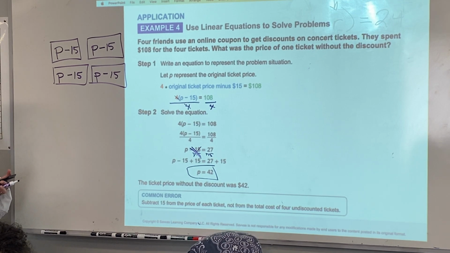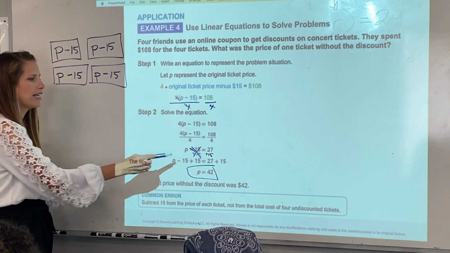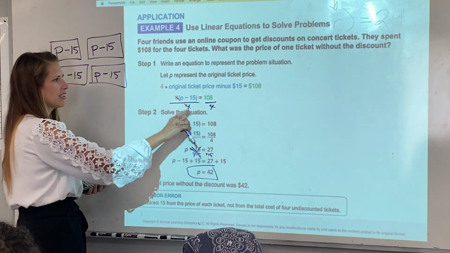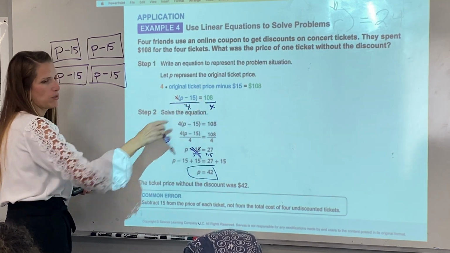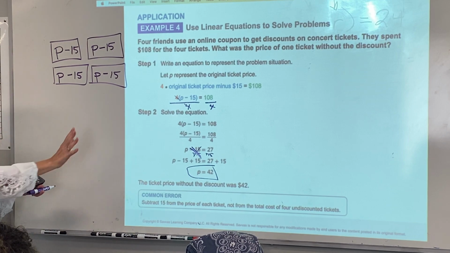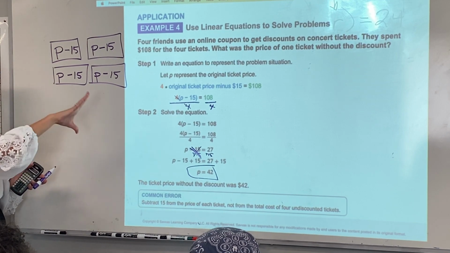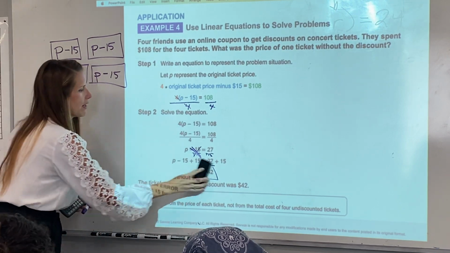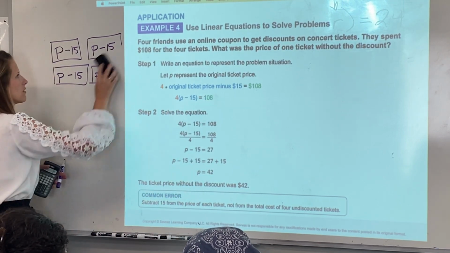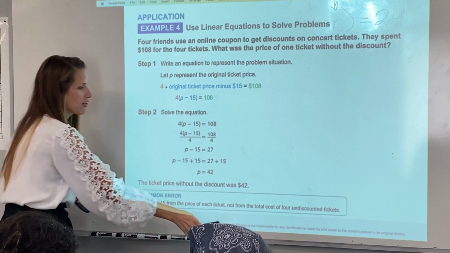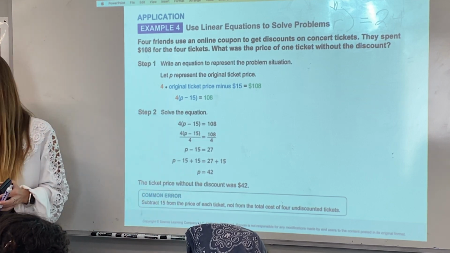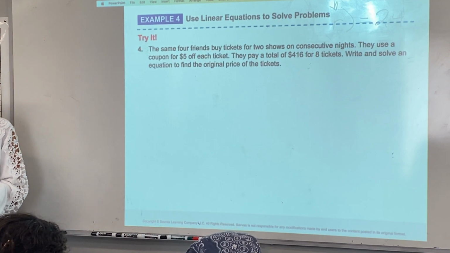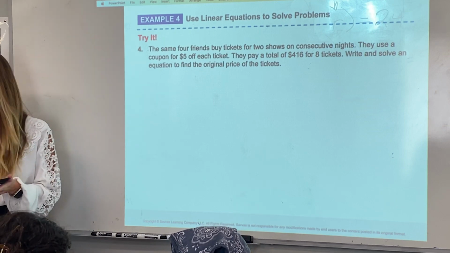But they only paid 27 per ticket. 27 times 4 is what they paid, 108. So we're just going backwards and forwards to evaluate what we did, make sure it all makes sense. How do you guys feel about that? You want to try one on your own? It's very similar to this question, so it should be okay. Go ahead and try this one.